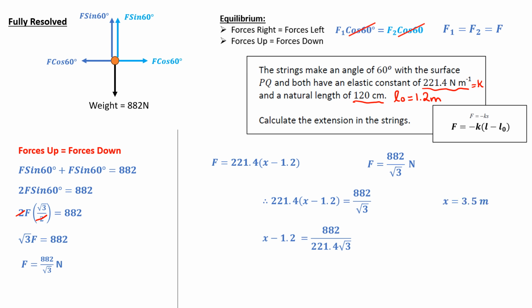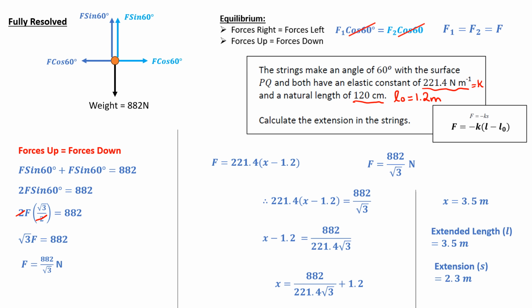Working that through, I get x equals 3.5. And then if I know my natural length is L0, that means I can figure out that my extension is 2.3. So they asked for the extension in the strings. So they're extended by 2.3 meters.